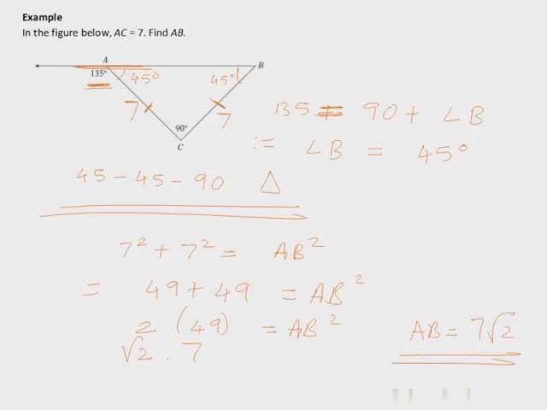I could have directly got this because I know the ratios of a 45, 45, 90 triangle. The ratios are 1 is to 1 is to root 2. And the side is 7. So 7 is to 7 is to what? 7 root 2 as we calculated. So knowing the ratio helps you quickly find the missing side.